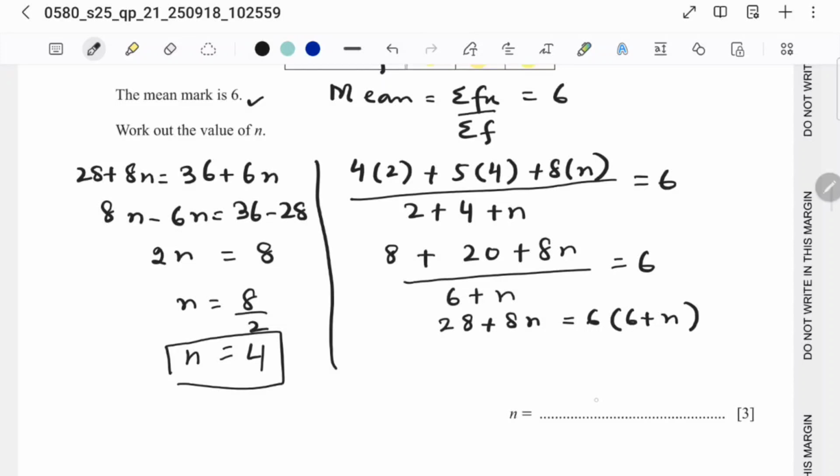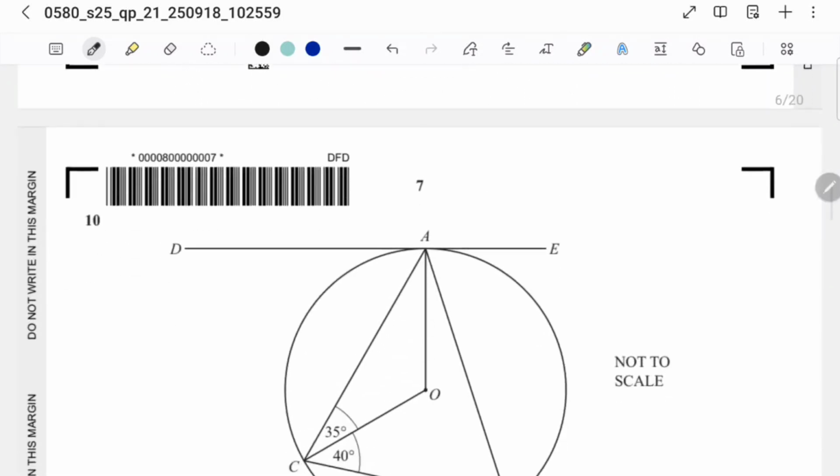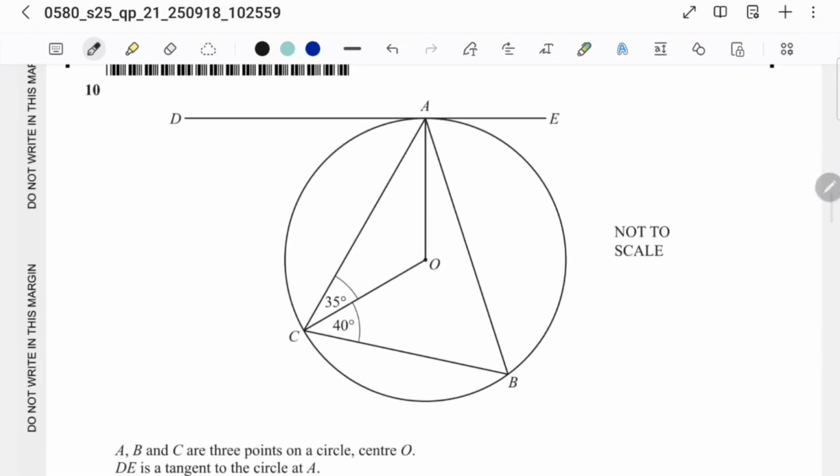So n is equal to 4 here. And this is a 3 marks question. Let's do the next question, angle properties of circle.